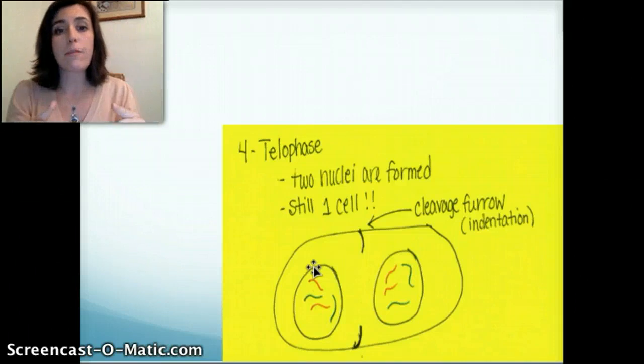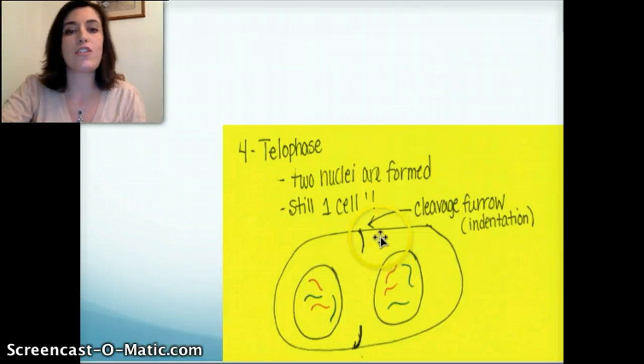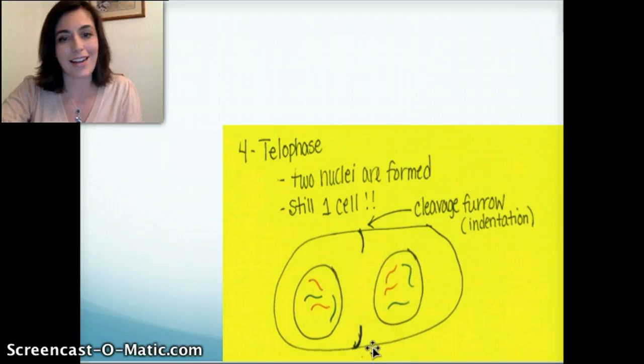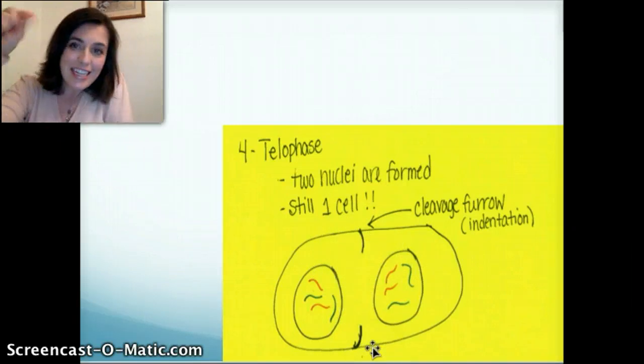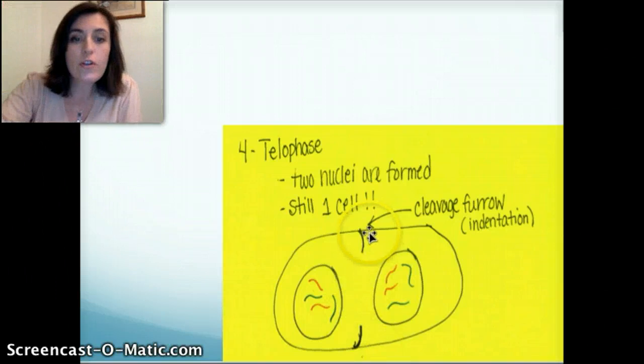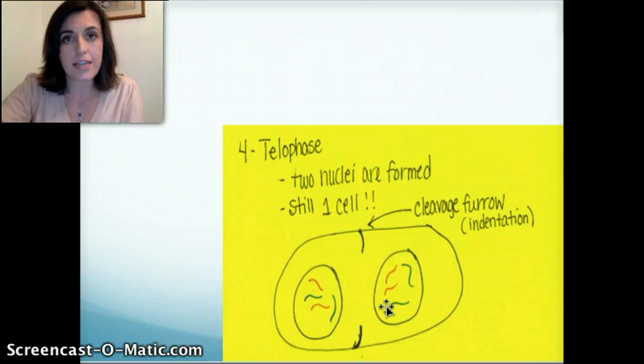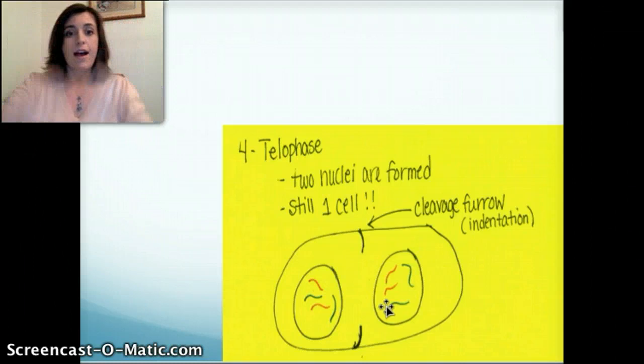The other big thing that you're going to see here is that cleavage furrow come in. This is your little indentation here. This is my awesome drawing. Yeah, it's not that awesome. But you can still see that's our little cleavage furrow. If you can see the cleavage furrow with the two nuclei and there's still some attachment, then you know it's still in telophase. That's going to be your kicker. So now you've got two nuclei, one cell.